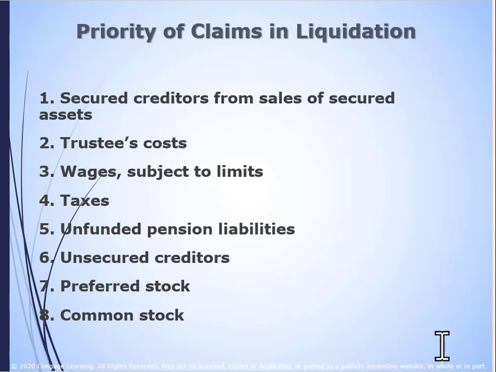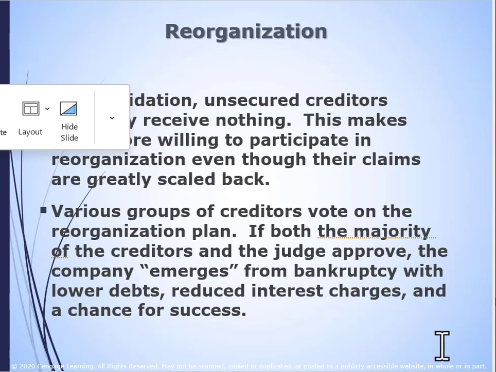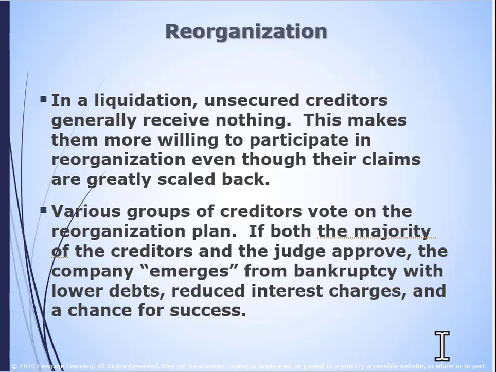The trustees have to get paid for all their work, so they're in line. Some wages, some taxes, pensions. We're going to go clear down to number 6 here before unsecured creditors get paid. And of course, at the end, common shareholders are at the very end, and they will get something only if there's something left over. Now, reorganization, basically in a liquidation, sometimes the unsecured creditors and people after them get nothing.